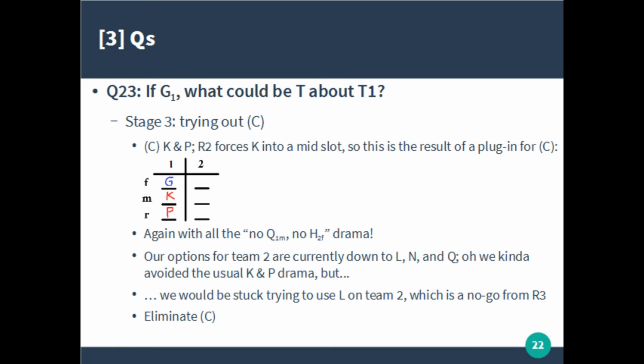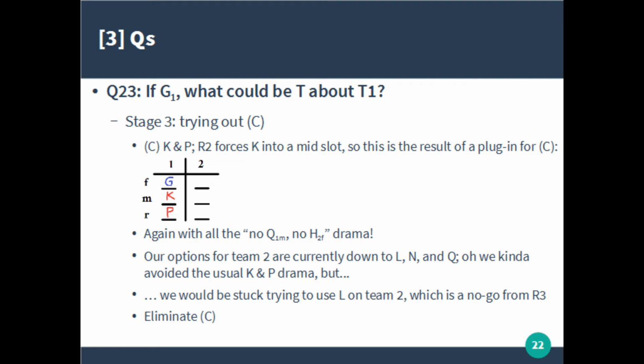So we are now moving on to C. C proposes that K and P are in the rest of Team 1. So Rule 2 again forces K into a mid slot, so if we put K on Team 1, it would have to go there, and P would be bringing up the rear. So again, there's all this drama with Q not being in the middle slot of Team 1.